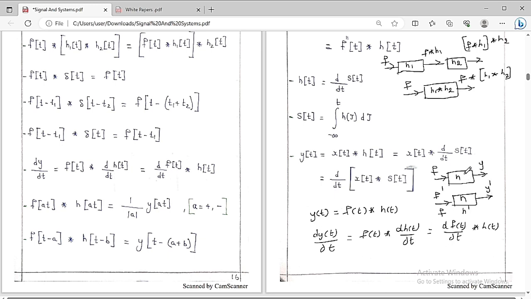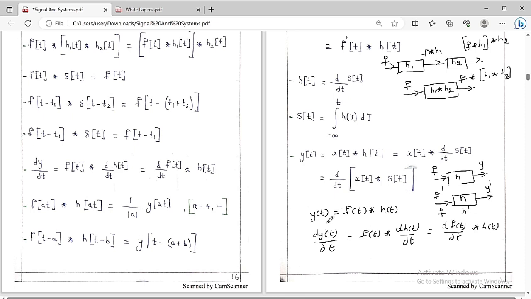Suppose for a given system, the input is f and the impulse response is h, then the output that we get is y. Now suppose I take another system where, for this output, I need the derivative of the previous output, which is y dash. Then what is the input and the impulse response for this new system? The input can be either f dash and the impulse response h, or the input can be f and the impulse response h dash.